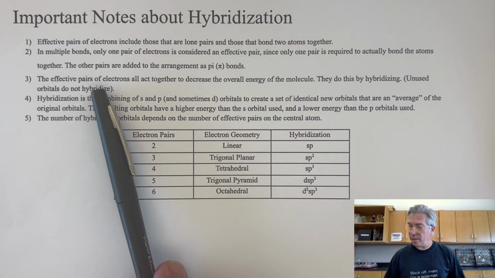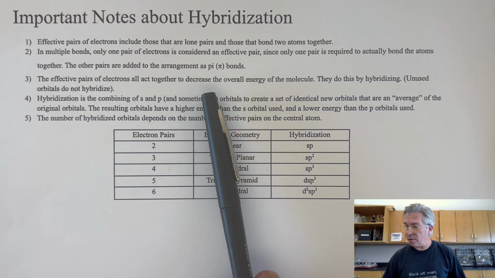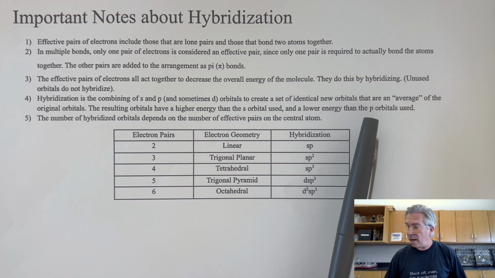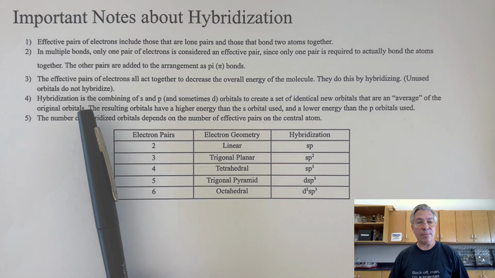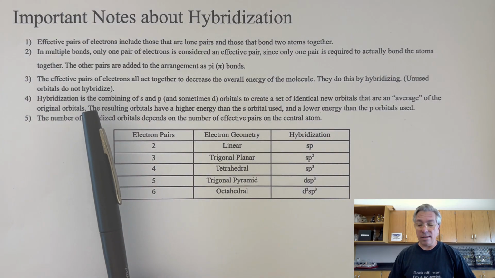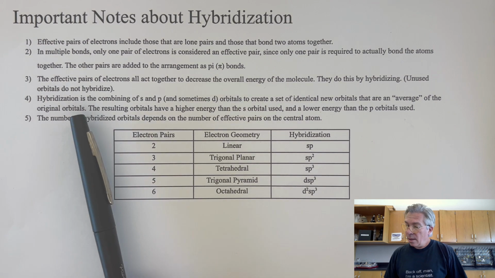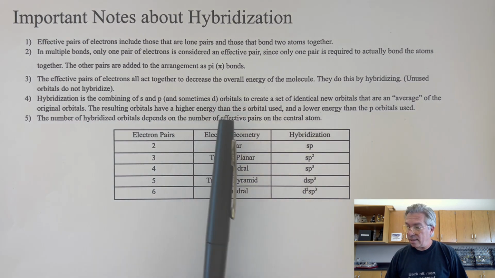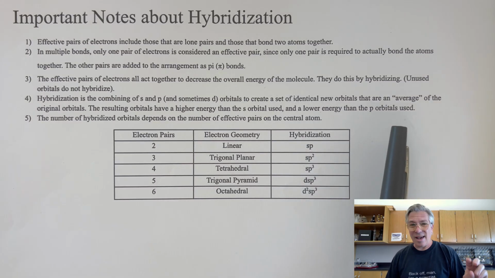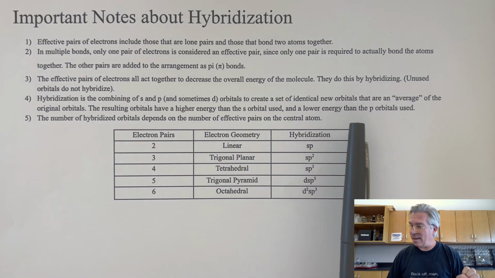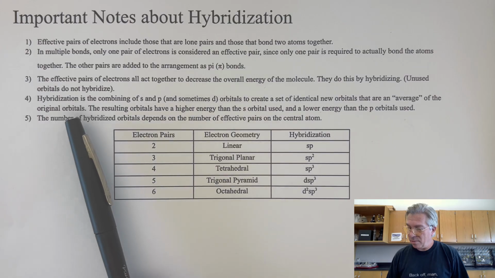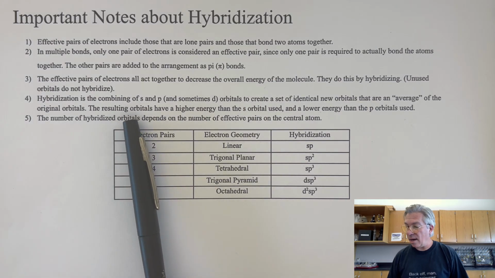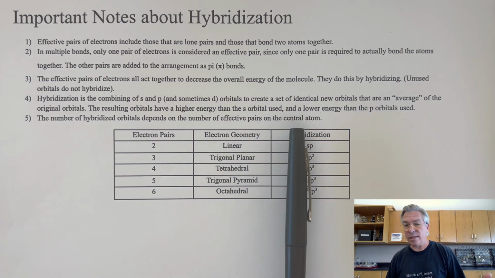The effective pairs of electrons all act together to decrease the overall energy of the molecule. They do this by hybridizing. Unused orbitals do not hybridize. They're just empty and theoretically there, but not doing anything. Hybridization is the combining of s and p and sometimes d orbitals to create a set of identical new orbitals that are an average, and I use that term loosely, of the original orbitals. The resulting orbitals have a higher energy than the s orbital and lower energy than the p orbitals used.